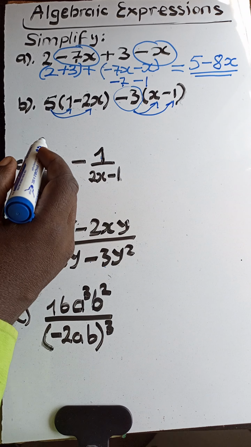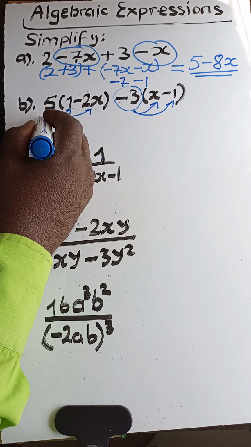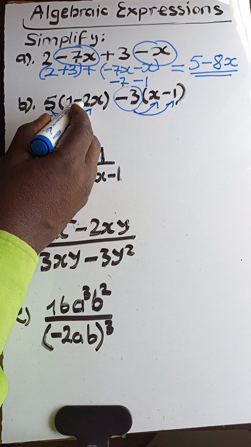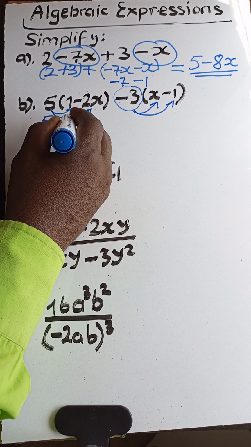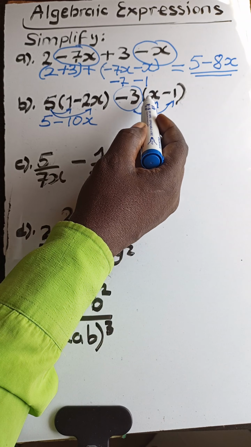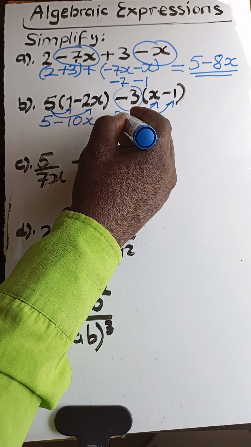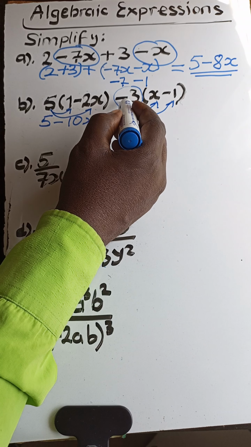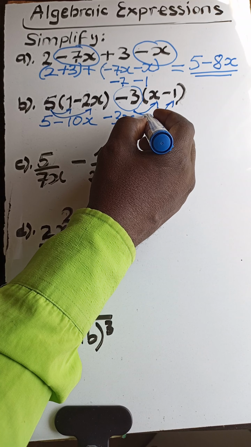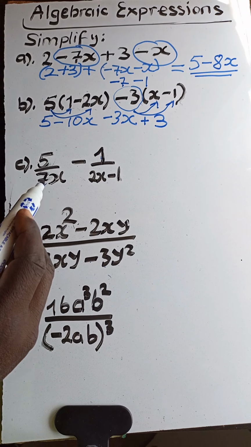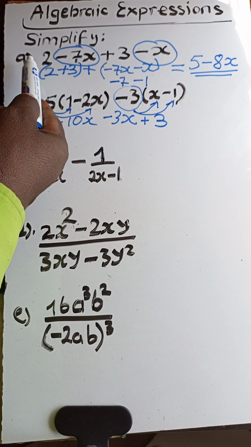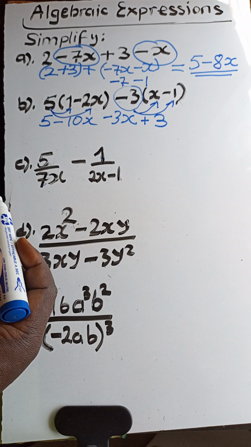Following those arrows, 5 multiplied to 1 is 5. 5 multiplied to negative 2x is going to give us negative 10x. We'll come over here, negative 3 multiplied to x is negative 3x. Negative 3 multiplied to negative 1. Negative times negative, positive. So we're going to have plus 3. Now we have an expression that is exactly the same nature as our first exercise.